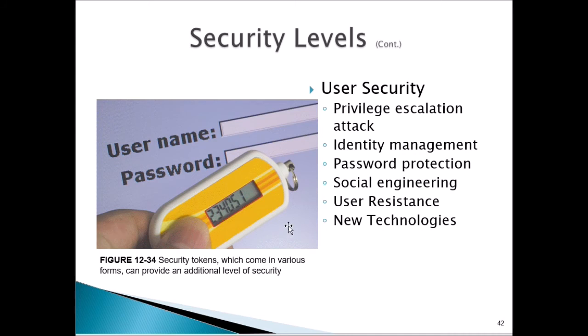User security. Here in this picture we see an example of an RSA token ID. You can get these nowadays on your smartphones. Like I said, this book is a couple years old. I remember having one of these. It's a way to access a network, and it gives you an additional level of security. I think that's an interesting picture there.